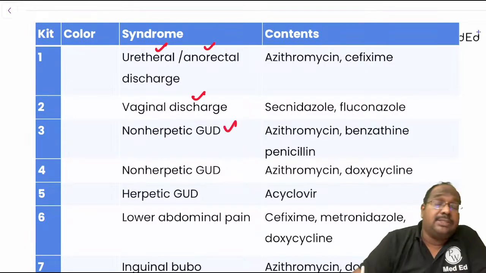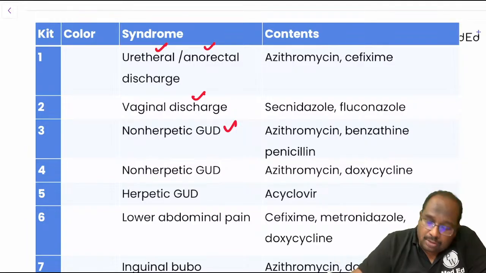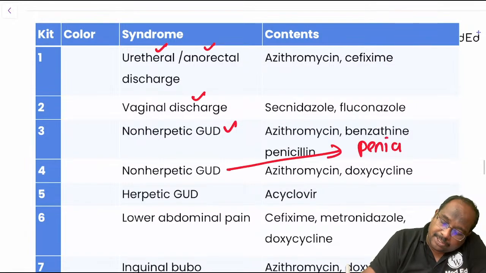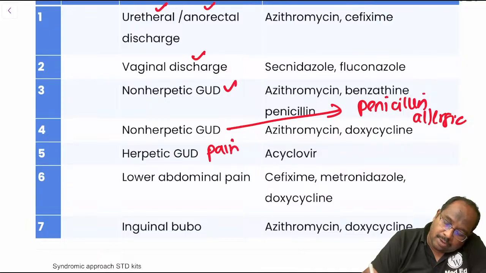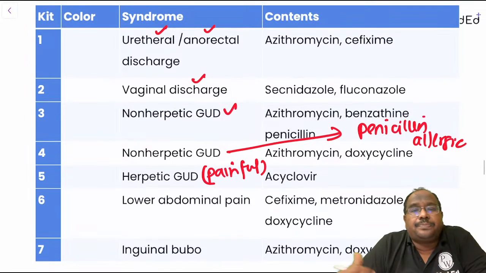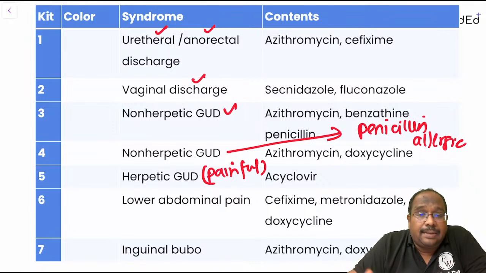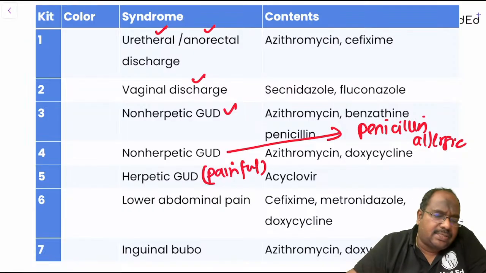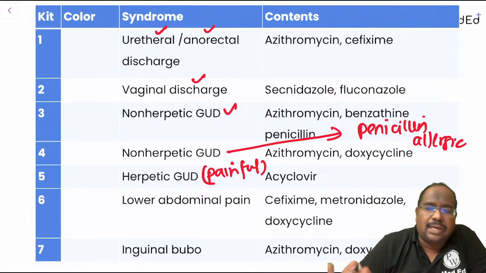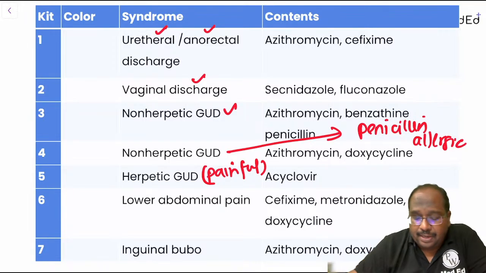Non-herpetic GUD, guys, genital ulcer disease, where the patient is penicillin allergic. A herpetic GUD is painful. GUD means genital ulcer disease. Lower abdominal pain is there, which looks like an STD. Inguinal buboes are the swelling in the inguinal region. If a patient comes with any of these STD syndromes, don't go for investigations and all. Directly you can start the treatment. That is what this syndromic approach means.